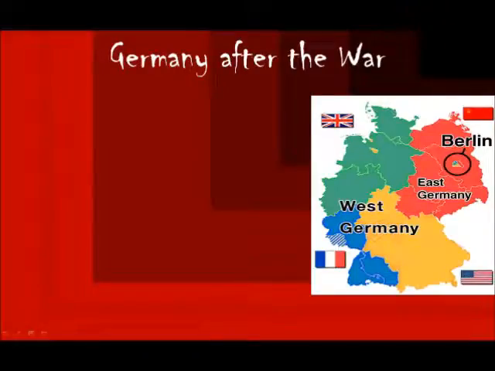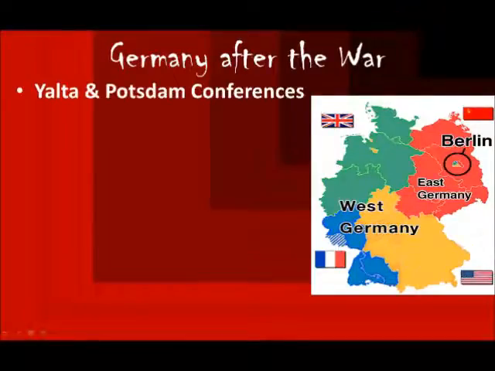Now we're going to check in with Germany after World War II. Remember at the end of World War II, there were these series of conferences. We talked about Yalta and Potsdam. The Yalta Conference is in February 1945 with FDR, Winston Churchill, and Stalin. And the biggest thing they decided there was what to do with Germany.